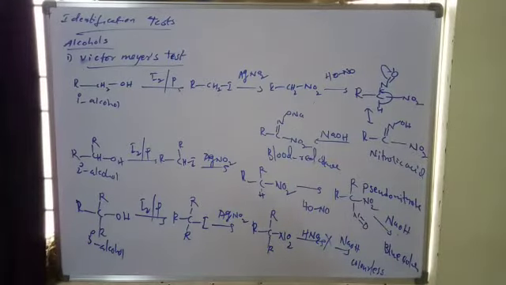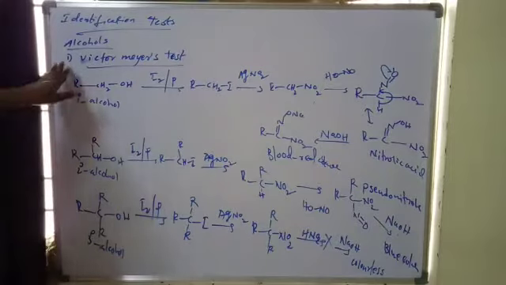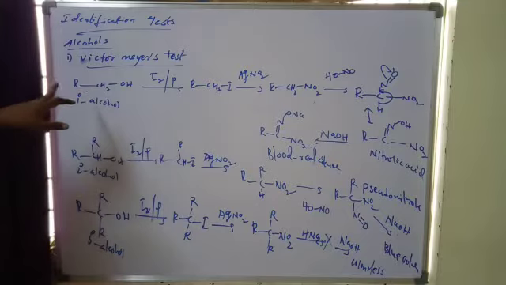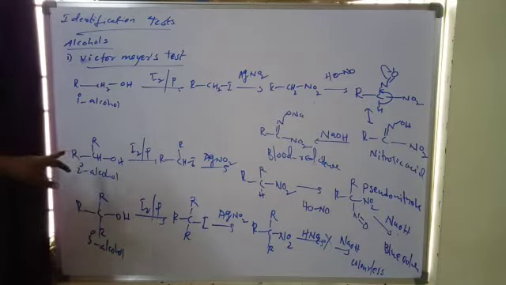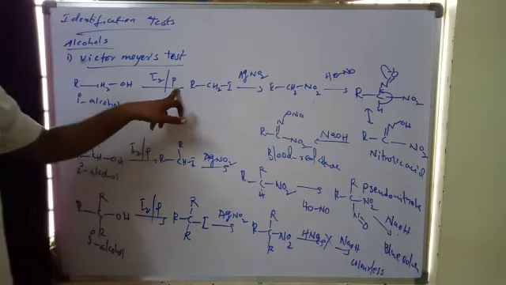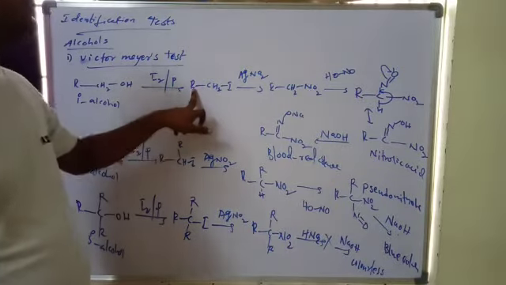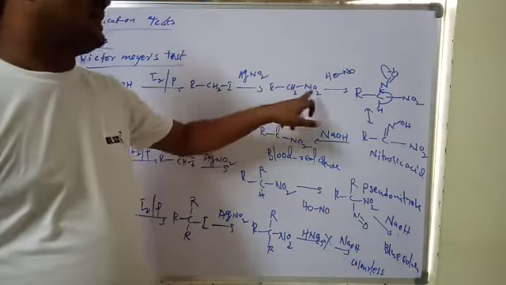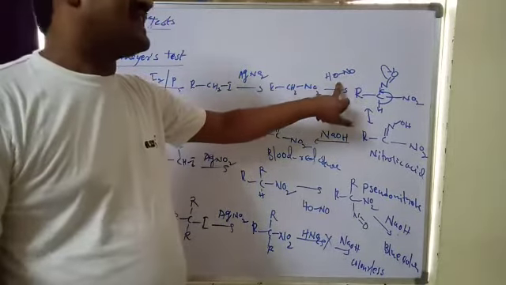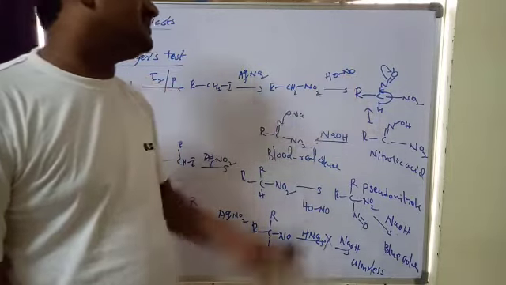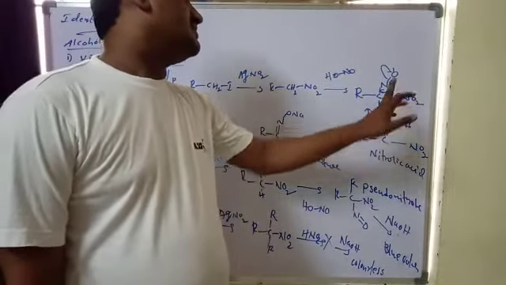Next, identification tests for alcohols. In the Victor-Meyer's test, when primary alcohol, 1 degree alcohol, reacts with iodine in the presence of red phosphorus, iodoalkane will be formed. Then on reaction with silver nitrite, it forms alkyl nitrites. Next is nitrous acid, HNO2 or HONO. This is the structure of nitrous acid. It forms the nitrolic acid.